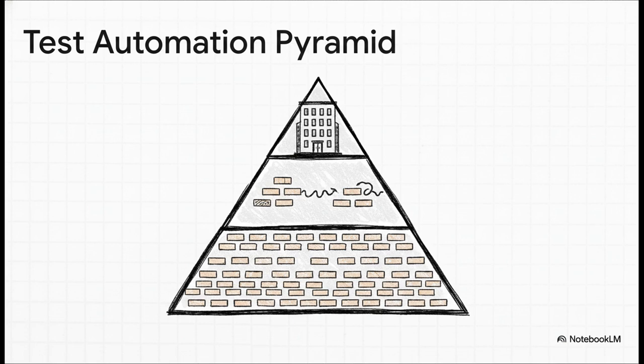Think of it like building a house. At the very bottom, you have a ton of fast, simple unit tests. These check each individual brick to make sure it's solid. In the middle, you have fewer integration tests. These check how the bricks work together with the mortar. And at the very top, you have just a few big end-to-end tests that check if the whole building is standing strong. This structure keeps your testing process fast and efficient.